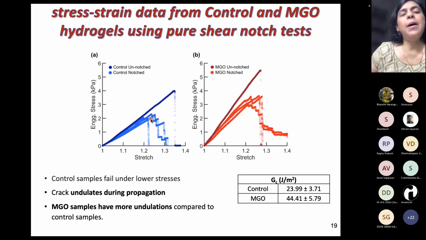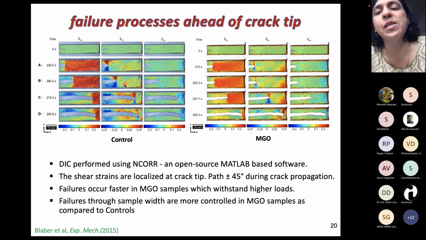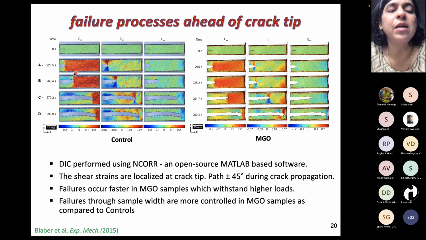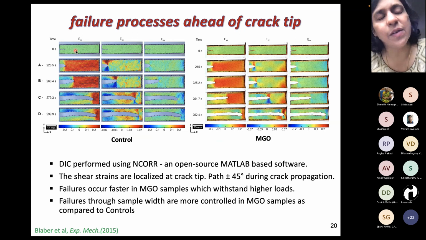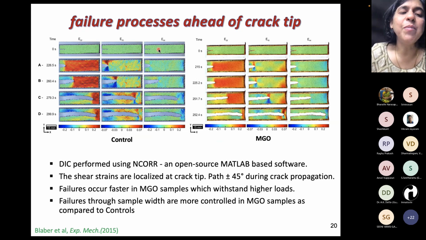But moving on, Anshul and Supreet went ahead and quantified the failure processes ahead of the crack tip using the dotted sample with DIC. And what you're seeing here are the strains in the Y direction. These are the shear strains, and these are in the XX direction. Typically the Y direction is as we are pulling the sample, and this is X in this direction. So this panel is for control samples, and this one is for MGO.